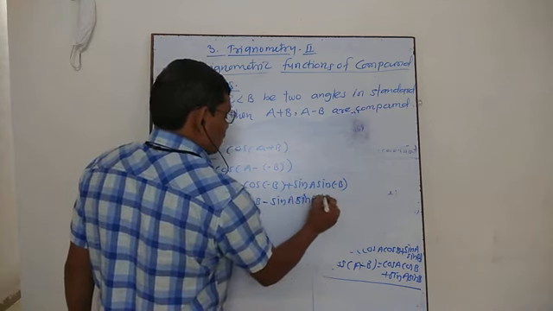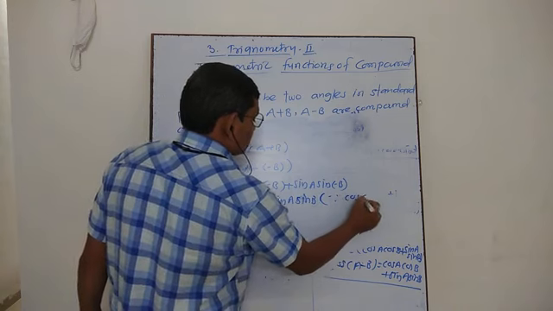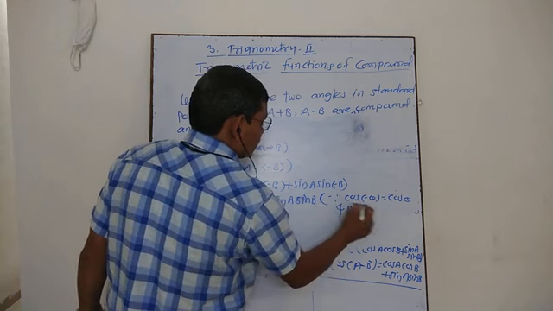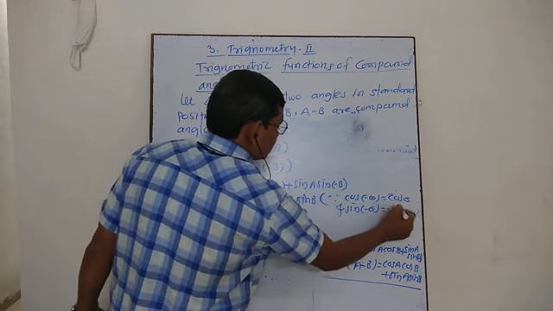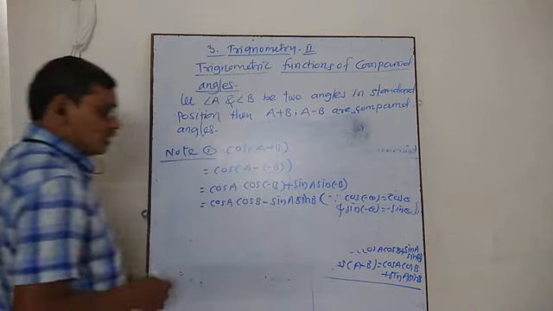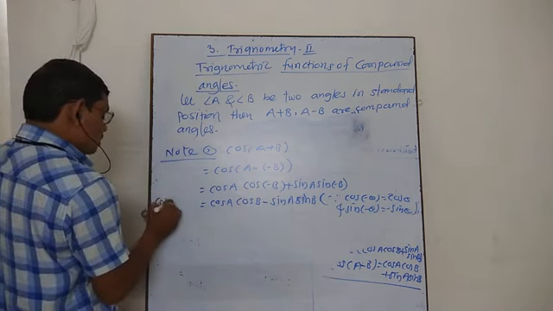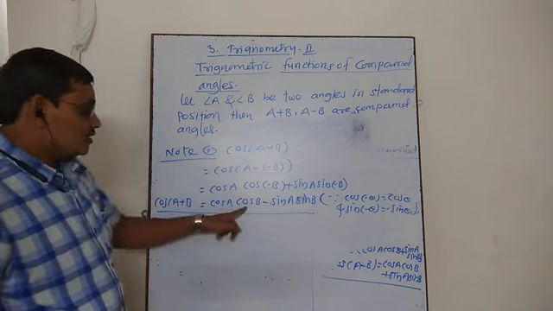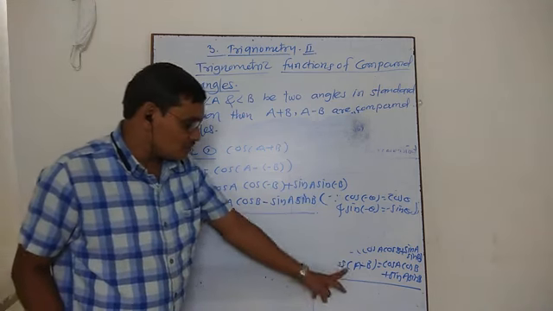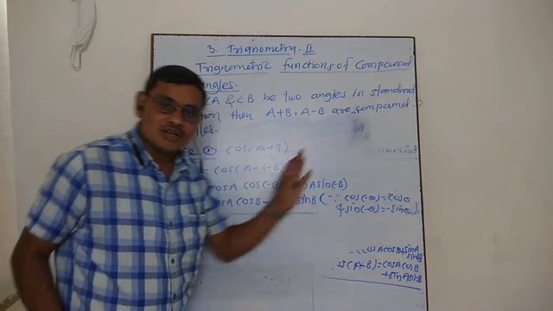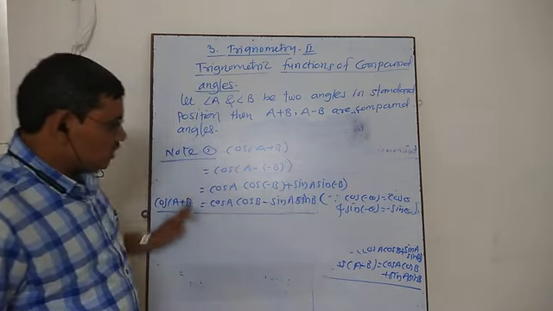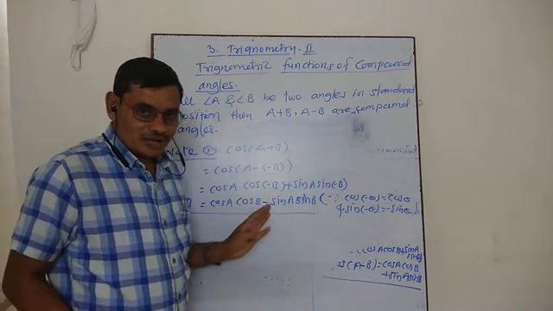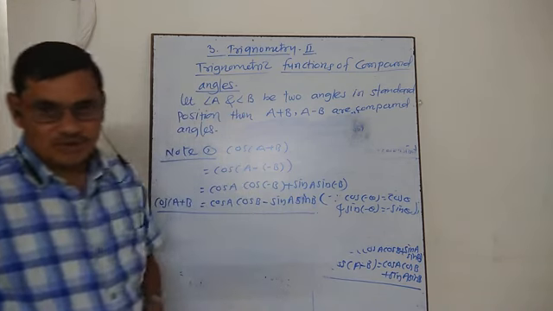Since cos minus theta is equal to cos theta and sin minus theta is equal to minus sin theta, we apply this formula here. So what we get here, cos A plus B is equal to cos A cos B minus sin A sin B. Here cos A minus B is cos A cos B plus sin A sin B. So in this way we find the trigonometric functions of compound angles. Let us see next.